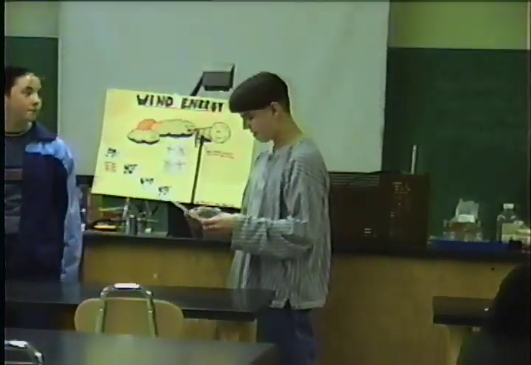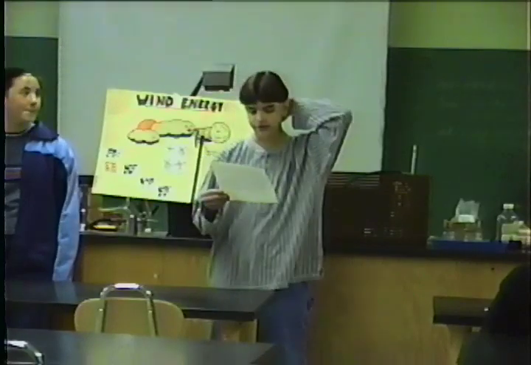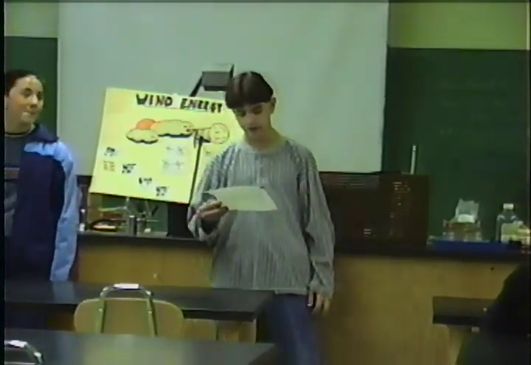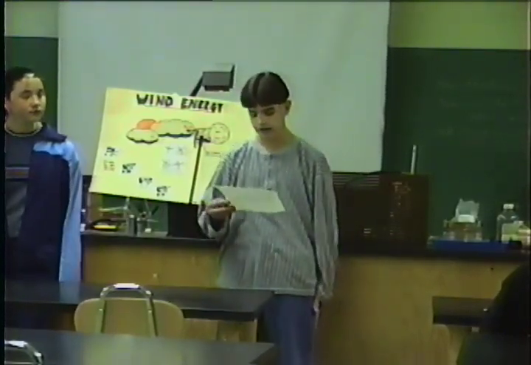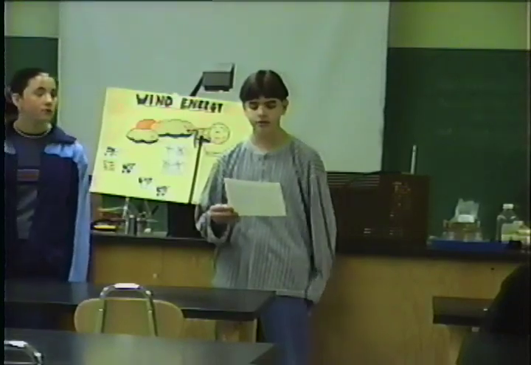Also, wind is measured using the Beaufort scale to see how fast it's blowing. Wind direction is measured using a wind vane. The arrow of the wind vane always points in the direction the wind is blowing. Another way wind speed is measured is by the anemometer. The faster the wind blows, the faster the cup spins.